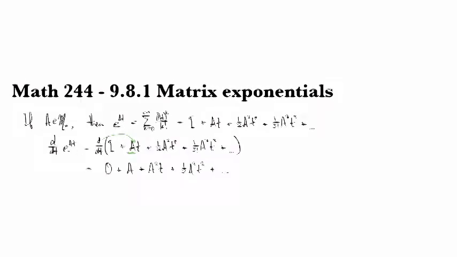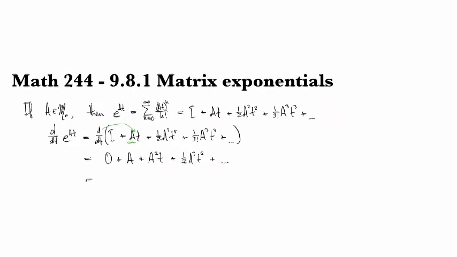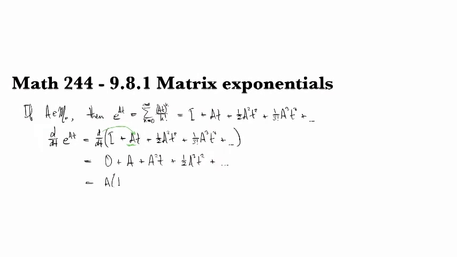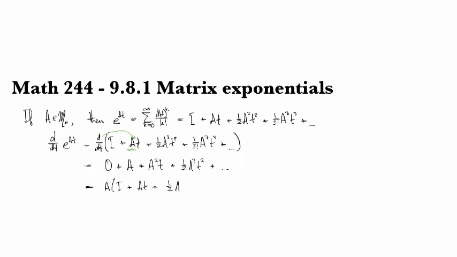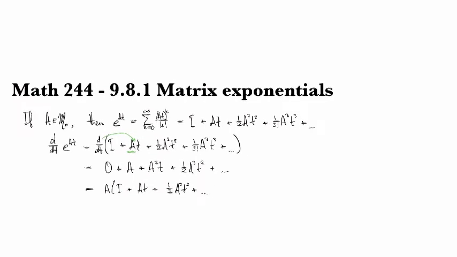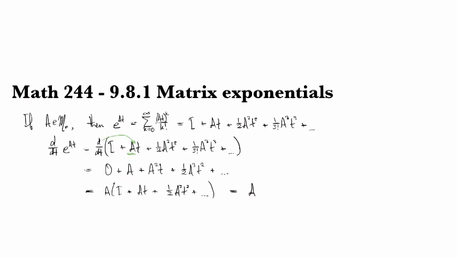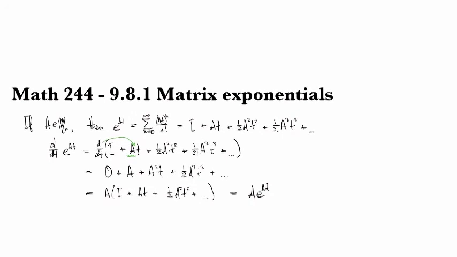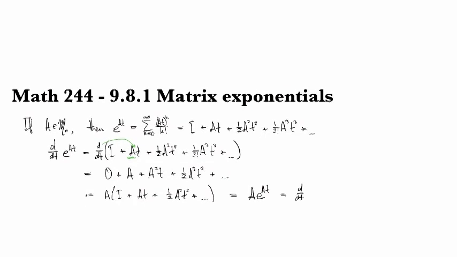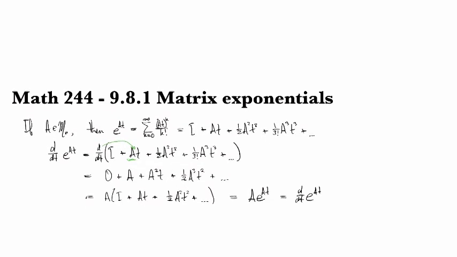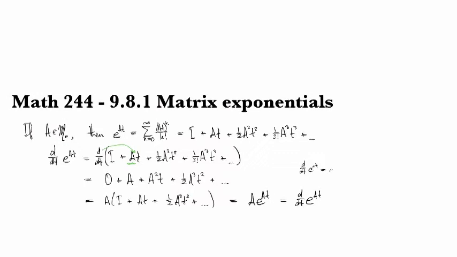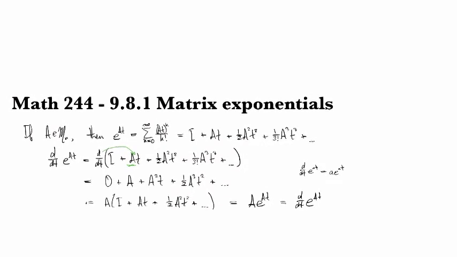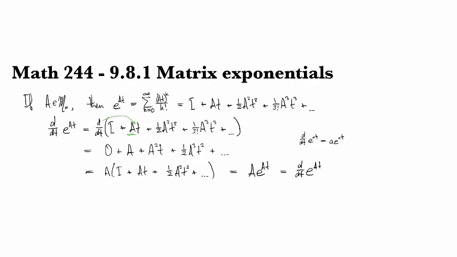And so now if we take this and factor out the common factor of A in front, then we have the identity plus At plus 1/2 A squared t squared, and you can see where this is going. We have A times e to the At. So curiously enough, this identity works just as well with matrices as it does with numbers, right?